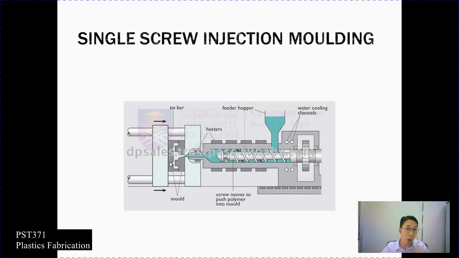And then this is the very common single screw injection molding. I think you're very familiar with this one. You have a hopper, and then you have a barrel with a single screw. You can have multiple screws too, but here is the single screw, having a nozzle, a mold, and a tie bar to guide the movements of the mold half, etc.